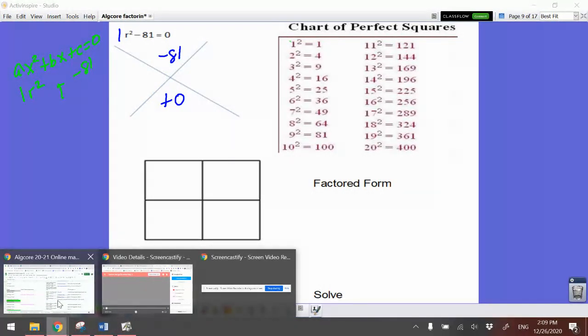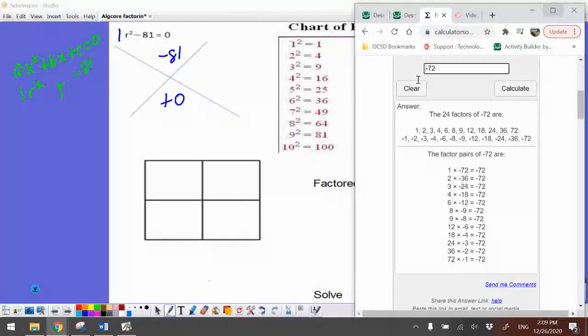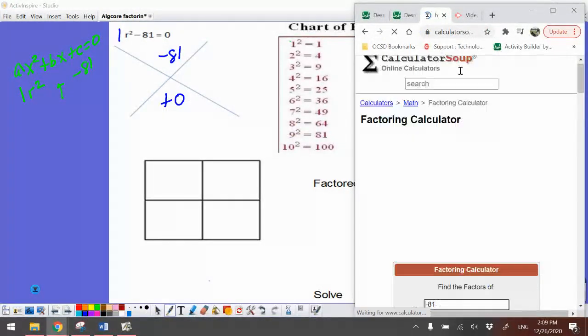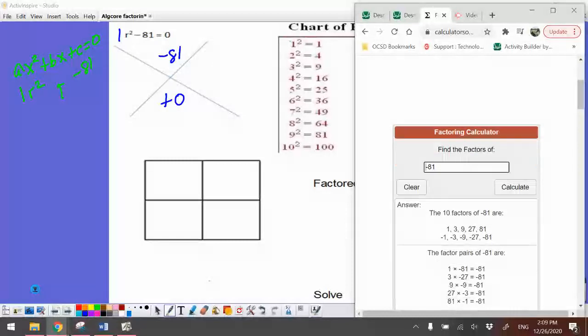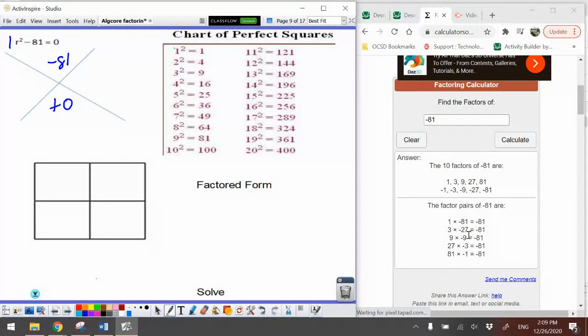Well, let's go ahead and pull up our factoring calculator and see what we get. So if I'm looking for factors of 81 and I need 0, I can see that I have 9 and negative 9. 9 and negative 9. So that would give me, if I multiply, that would give me a negative 81. And if I add, that gives me 0. So I'm looking for, I have a positive 9r and a negative 9r.